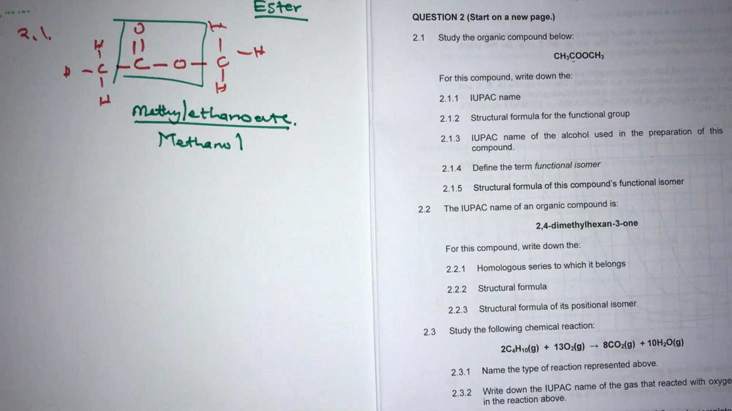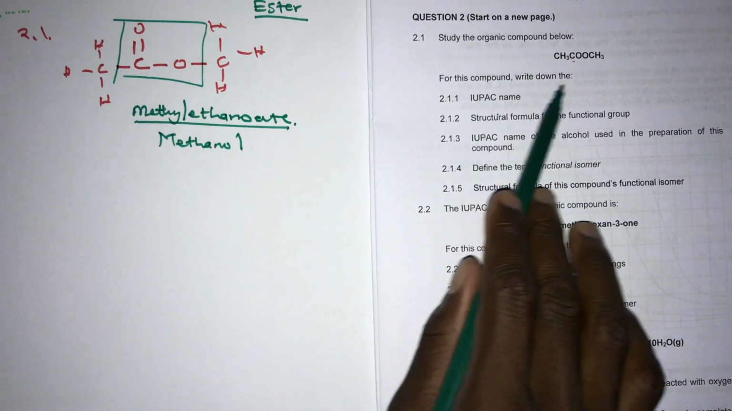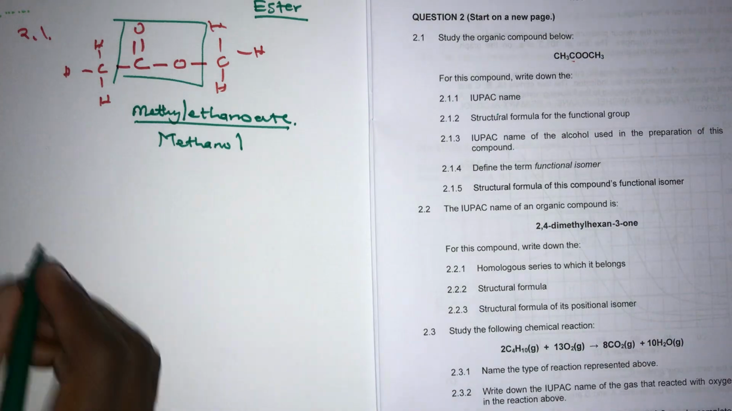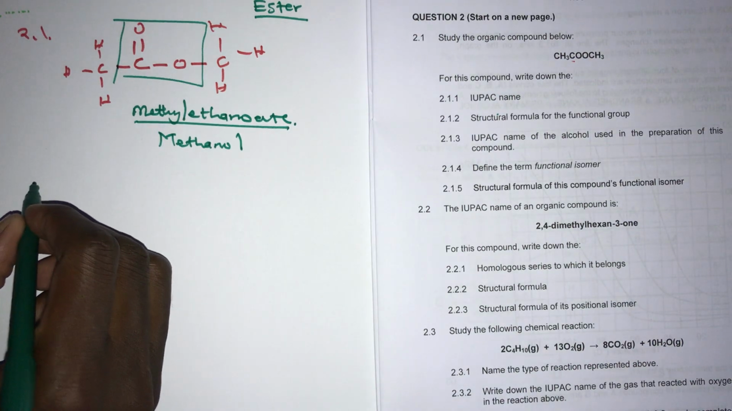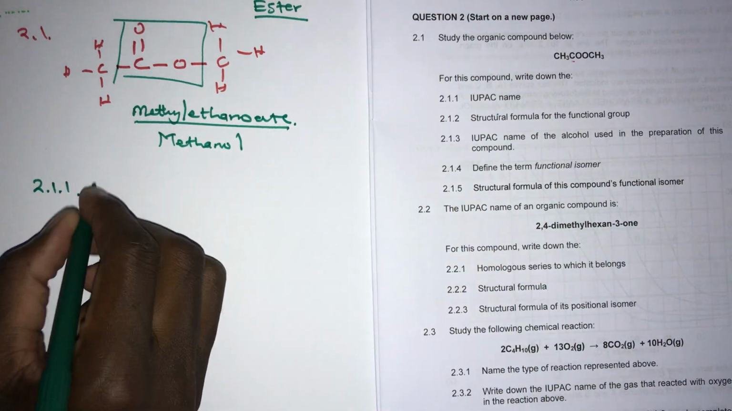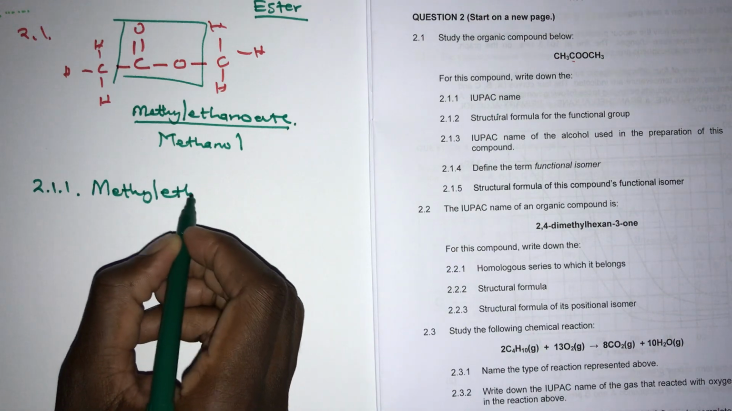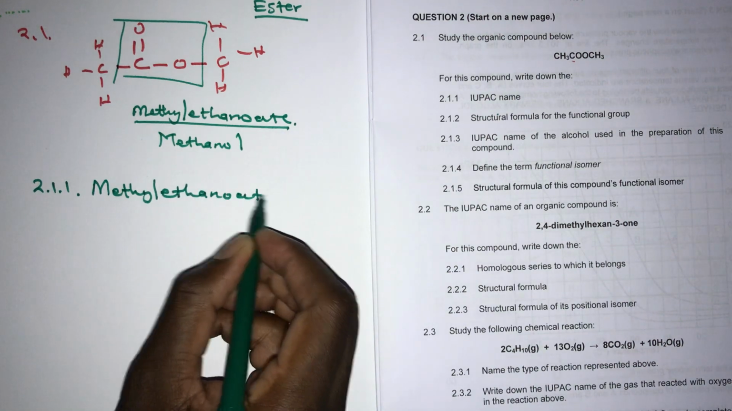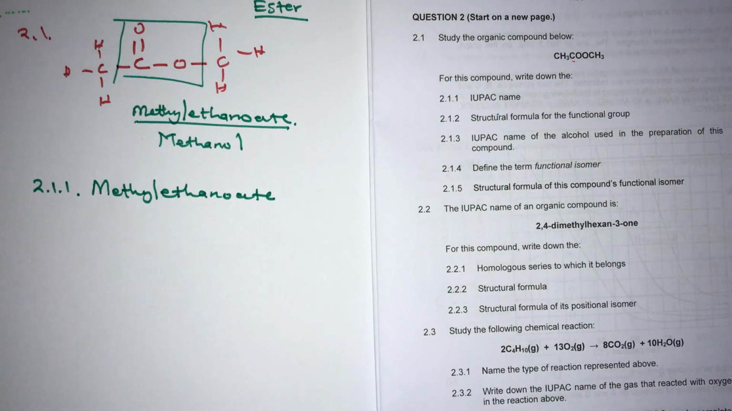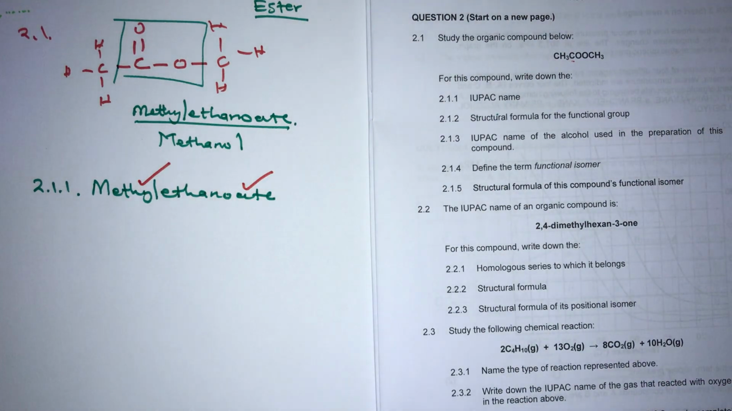So now let's check the questions. 2.1.1, they said write down the IUPAC name. The IUPAC name of the structure, we already wrote it. So we just copy and paste: methyl ethanoate. That is 2 marks. So it means that they're going to get 1, 2 for 2 marks.